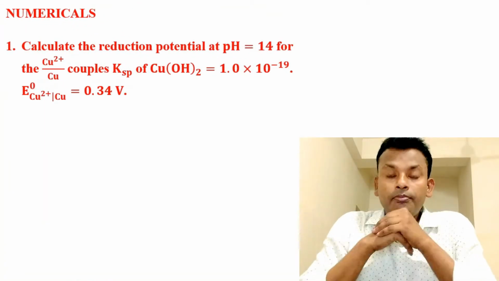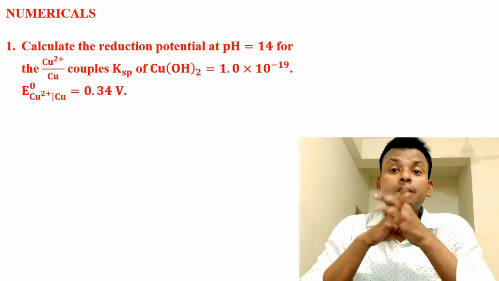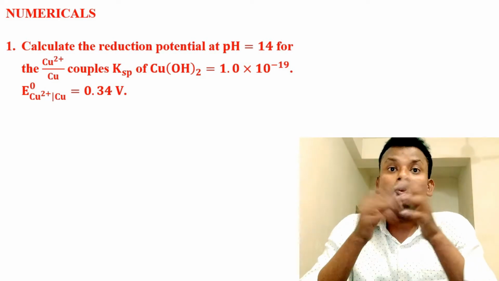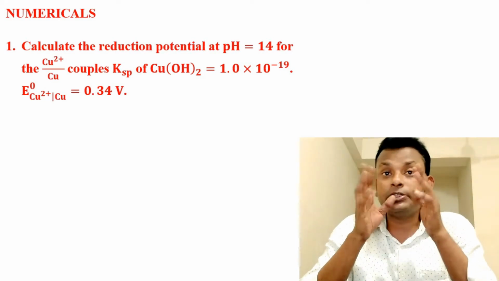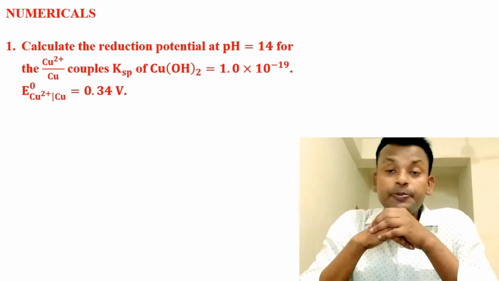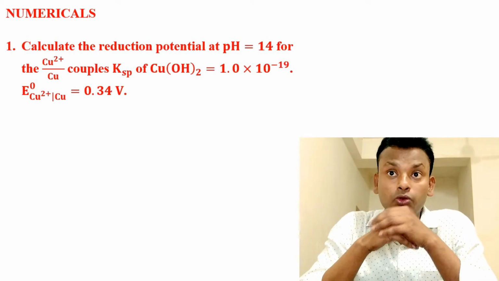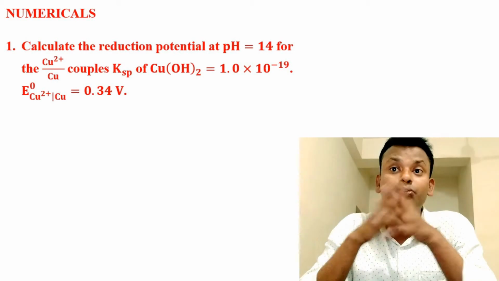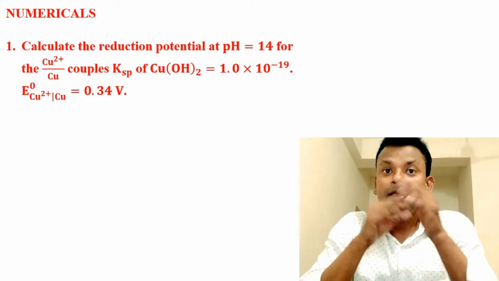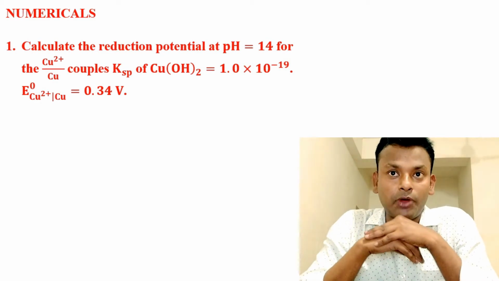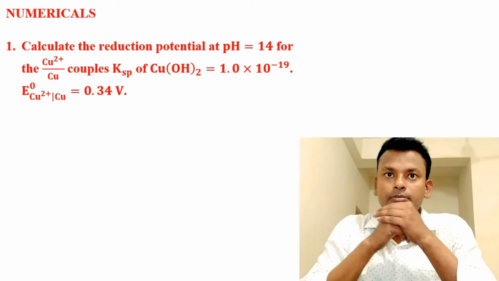Numericals. First numerical. Calculate the reduction potential at pH equals 14 for the Cu2 positive Cu couple. Ksp of copper hydroxide, that is Cu(OH)2, equals 1.0 into 10 to the power minus 19. E0 of Cu2 positive Cu equals 0.34 volt.